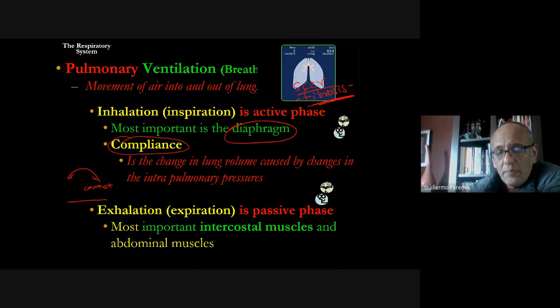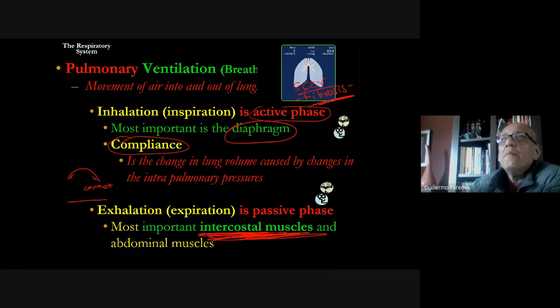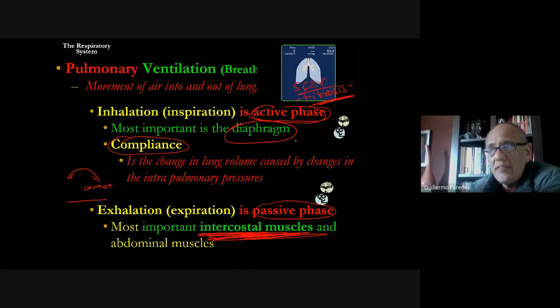Exhalation: the most important muscles are going to be the intercostal muscles. Inhalation is the active phase, but when you exhale, you relax, and the lungs basically return to their previous size. So inhalation is the active phase and exhalation is the passive phase. You can make an effort to exhale, but that is a forced exhalation. With normal exhalation, you don't need to do anything. You're just relaxing. So that is the passive phase.